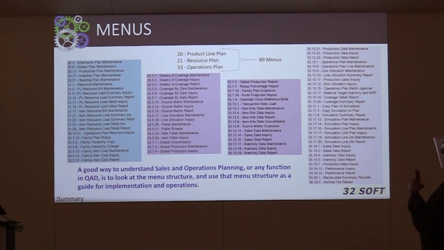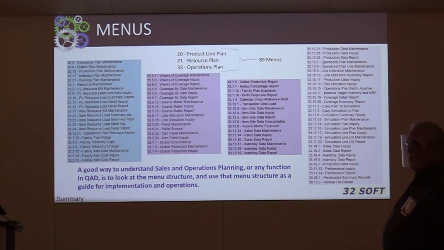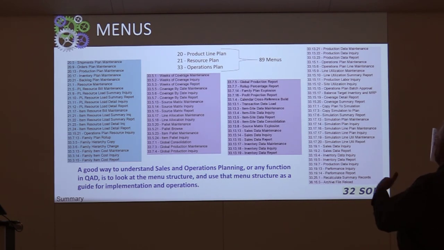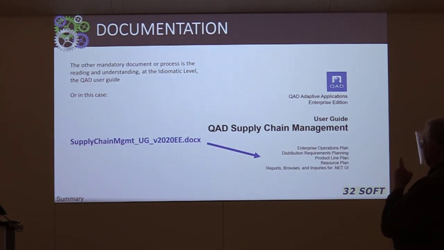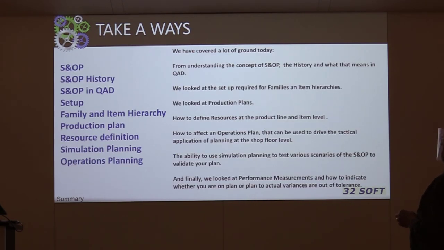You've got a whole set of new menus you're going to have to deal with. You've got production plans, resource plans, operations plans, simulations, performance reports. So there's a fair amount of reading and understanding to do. But the key is read that document. Read the user guide. That is going to give you the gist of what this whole process is.